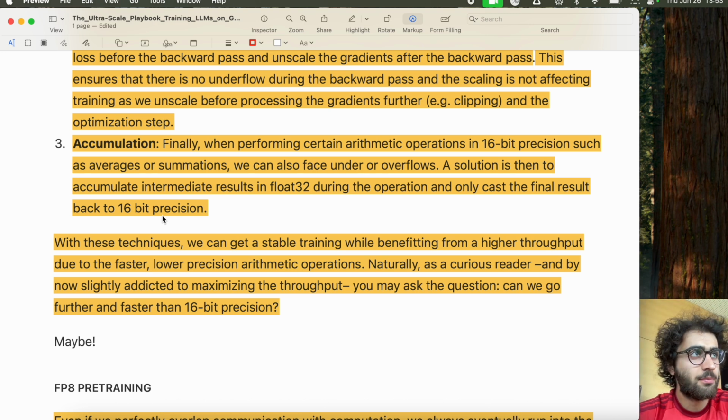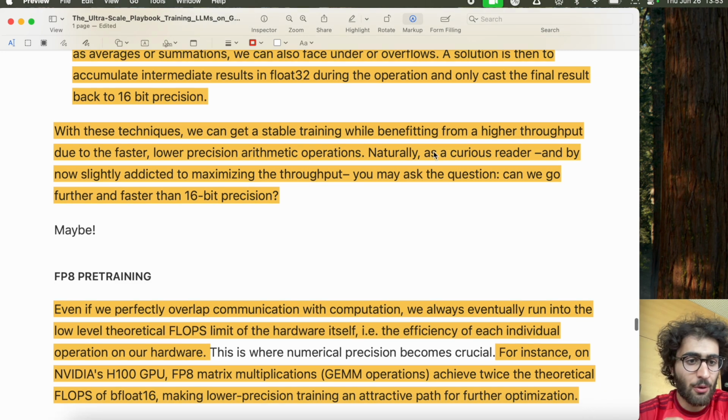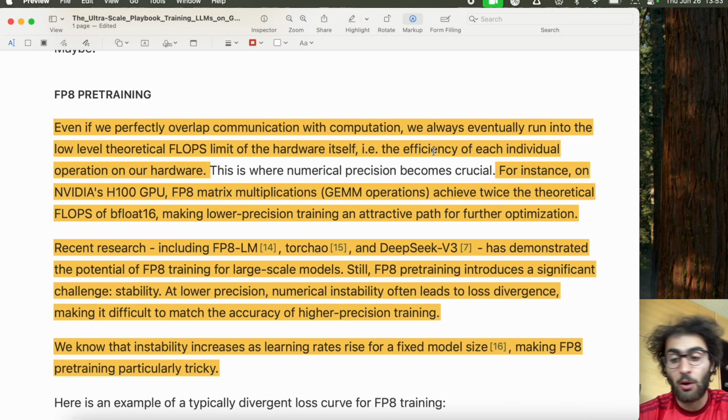Because if you think about it, during the gradient accumulation step, if we're doing it in 4-byte precision, then we're maintaining a lot more information, and then there's much less rounding error, such that when we round it back, we'll have a more reliable number, which is to say, instead of rounding every single time we add it, we're only rounding once at the end, so there'll be much less rounding error. With these techniques, we can get stable training while benefiting from a higher throughput due to the faster, lower precision arithmetic operations. And now we're going to ask, can we go to 1-byte floating point training?